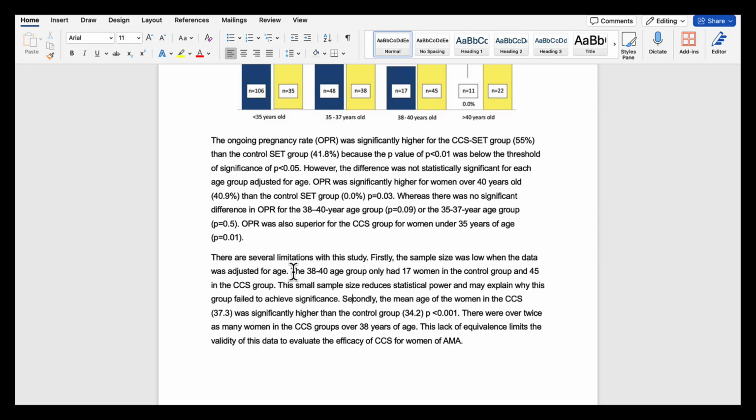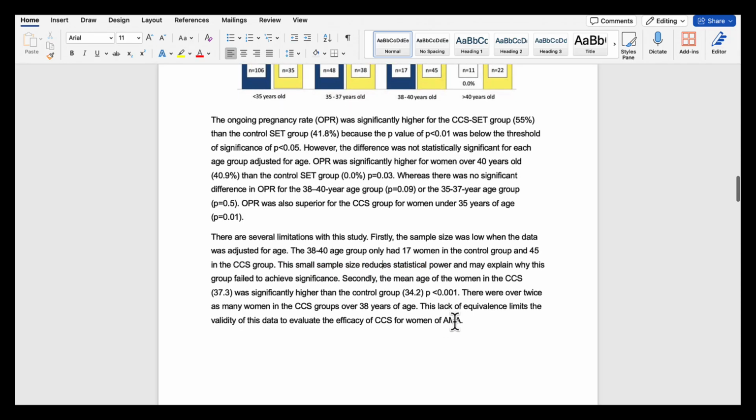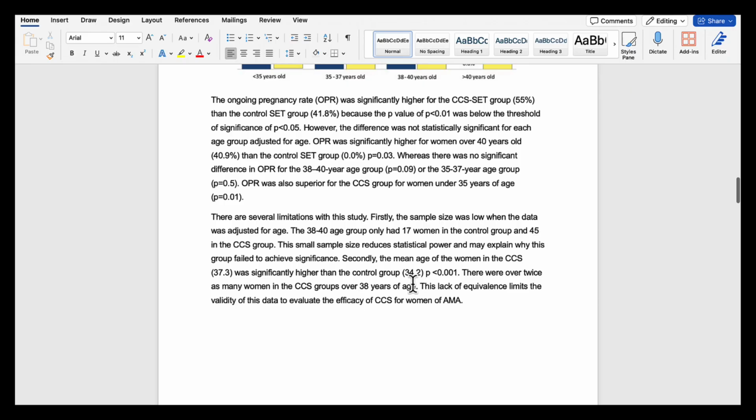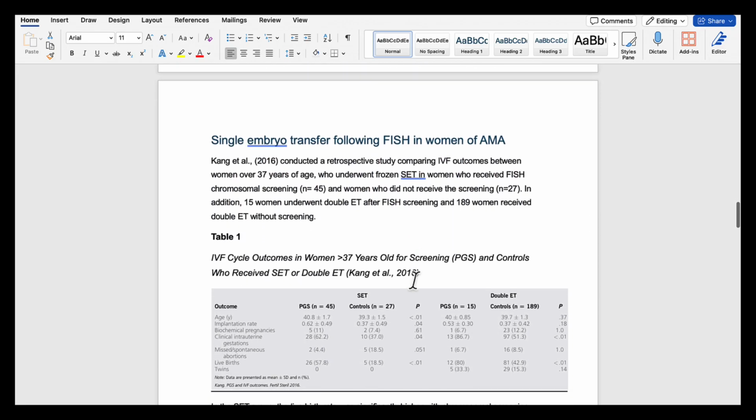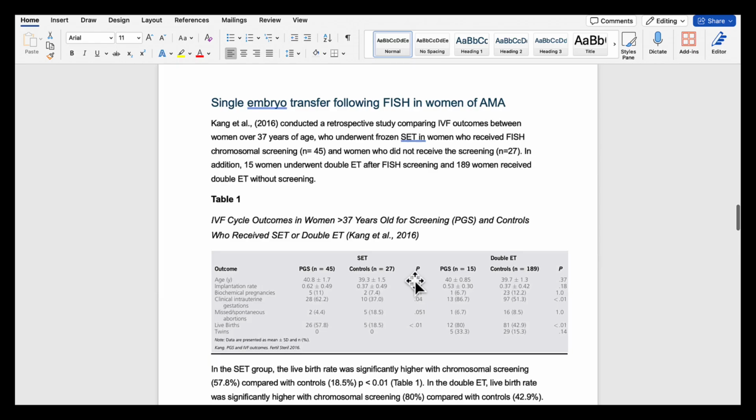Now, you want to tell me why it's a limitation. So tell me what the limitation is, and then tell me what the impact of that is. So it was a small sample size. This reduces statistical power. Okay, and yeah, so I've only got two limitations. That's fine. Okay, tell me what the limitation is in some detail, and tell me why it's a limitation. Okay, now you're going to rinse and repeat for the other two studies as well.